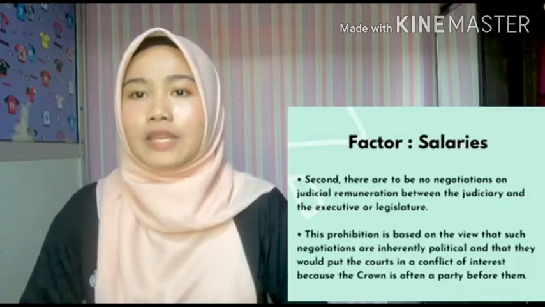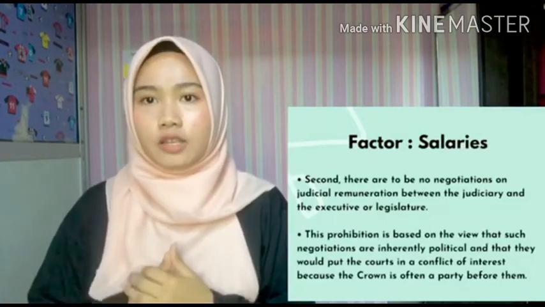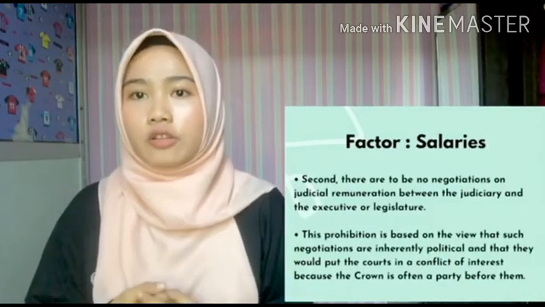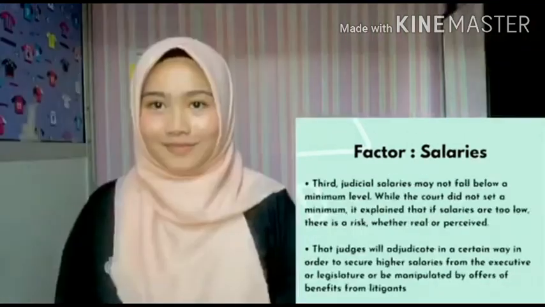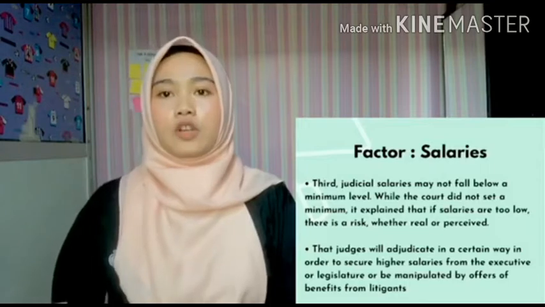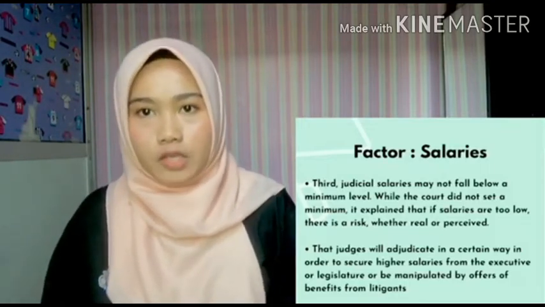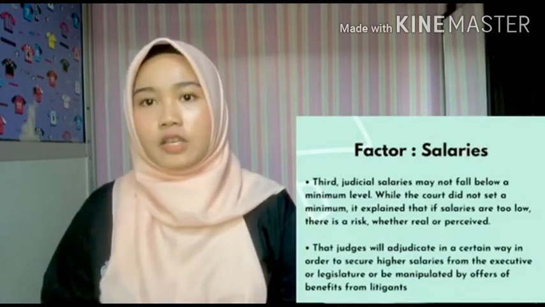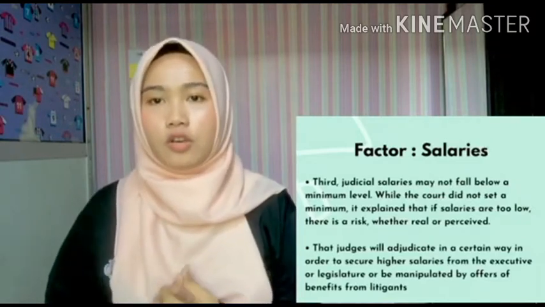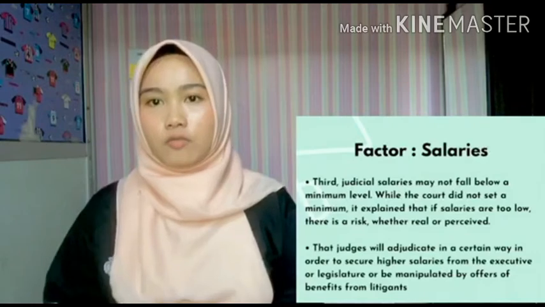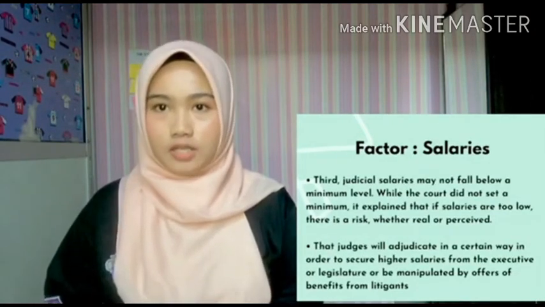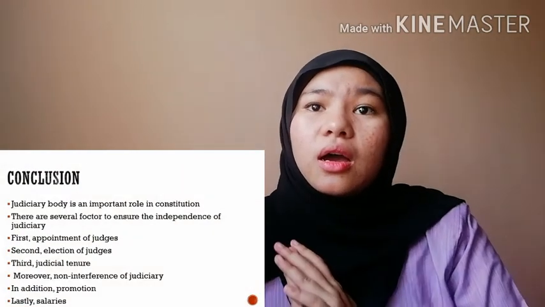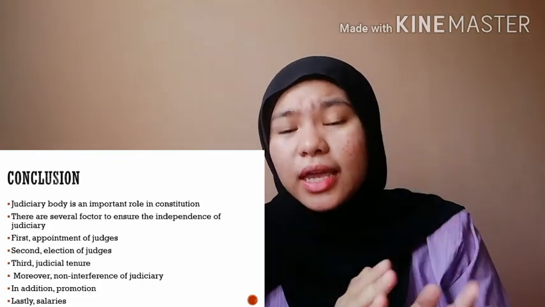This prohibition is based on the view that such negotiations are inherently political and that they would put the courts in a conflict of interest because the Crown is often a party before them. Lastly, judicial salaries may not fall below a minimum level, although the court did not set a minimum. It explained that if salaries are too low, there is a risk, whether real or perceived, that judges will adjudicate in a certain way in order to secure higher salaries from the executive or legislature, or be manipulated by offers of benefits from litigants.